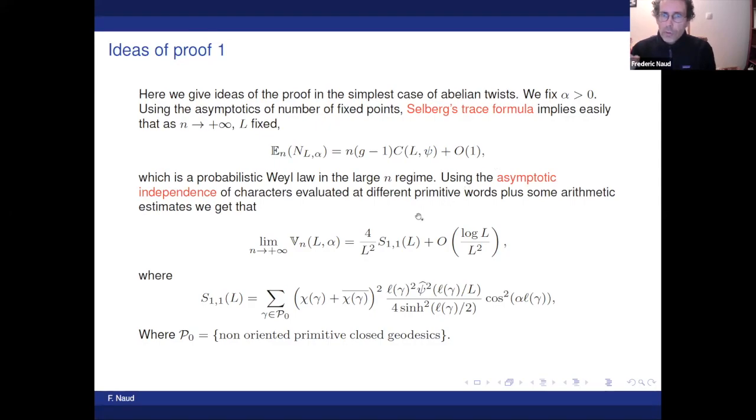And if you use the trace formula, what you get essentially is the square of a sum over closed geodesics. So you have to rewrite it using non-oriented primitive closed geodesics. It's much better to look at the sum that way. And so when you take the expectation and the limit n goes to infinity, because of the decorrelation, you are basically killing all the off-diagonal terms except some near-diagonal term, I would say, which contributes essentially to log of L over L squared. Okay, so there is some kind of arithmetic sum here.